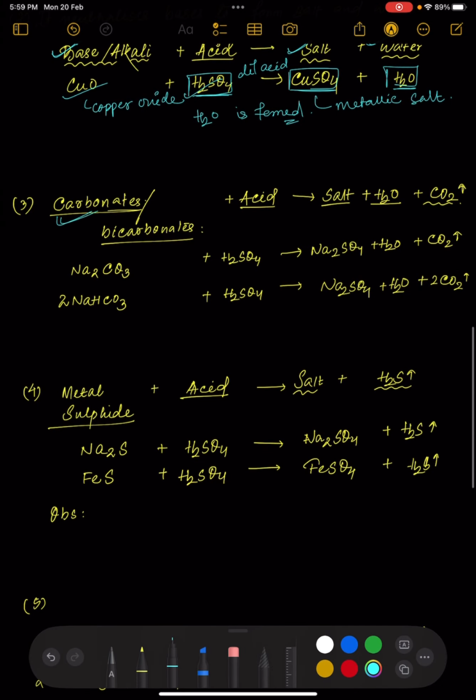Then, when H2SO4 is reacted with carbonates or bicarbonates, suppose we take Na2CO3, that is sodium carbonate, and NaHCO3, that is sodium bicarbonate. It reacts with dilute H2SO4 and forms Na2SO4, a metallic salt, and H2O, and as carbonate is there, it will form CO2. So the observation will be that CO2 is liberated.